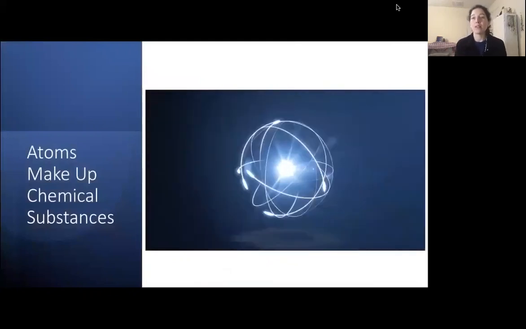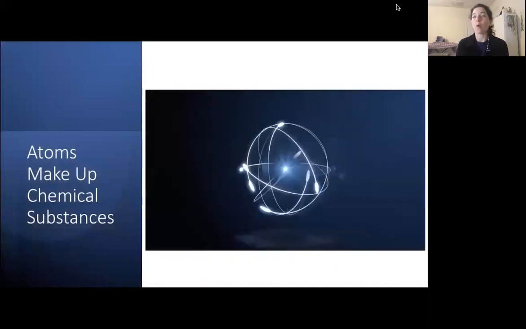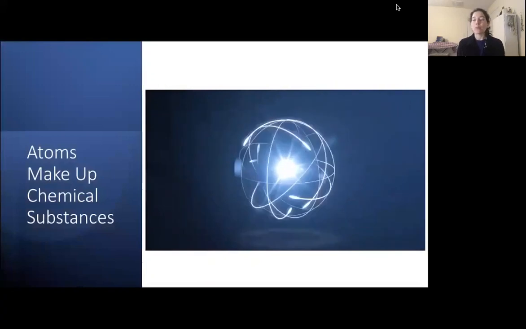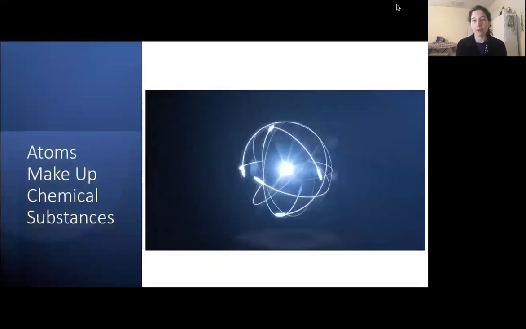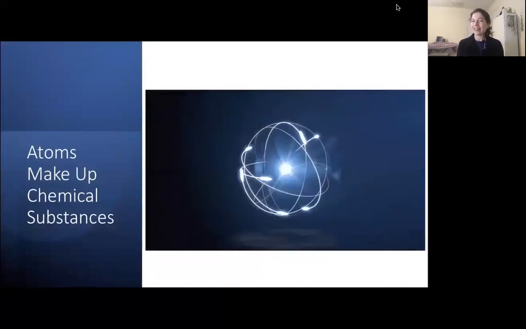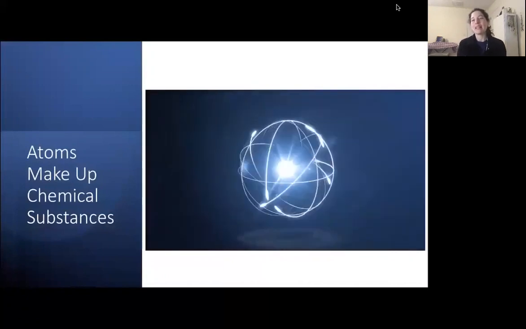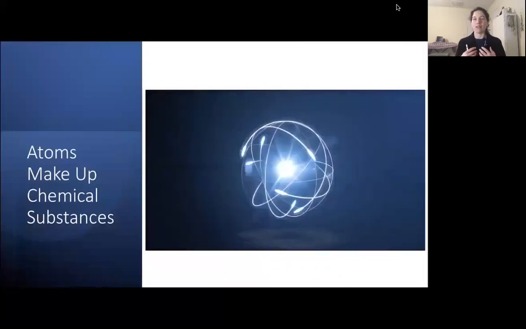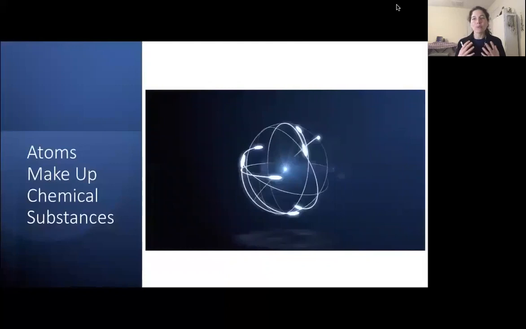Now that we understand the different definitions of matter and what comprises matter, we're going to take a look at atoms. So remember, these are the building blocks of chemicals. This is a nice example of what an atom kind of looks like. Something that I really liked about this image is that it shows you that atoms are moving all the time. They aren't stagnant. This is a really great picture of one.